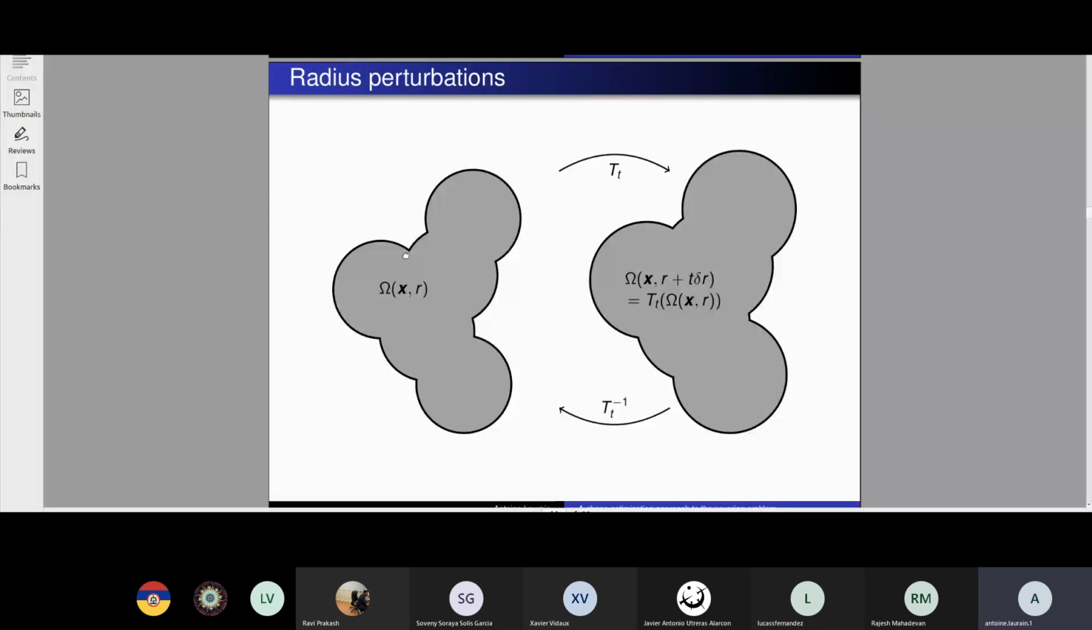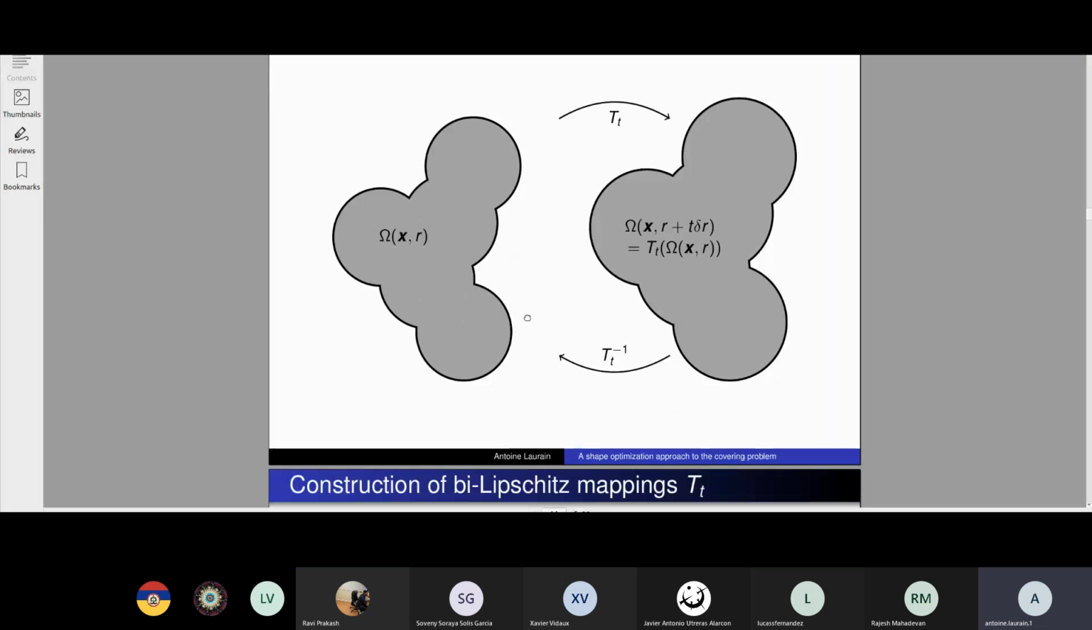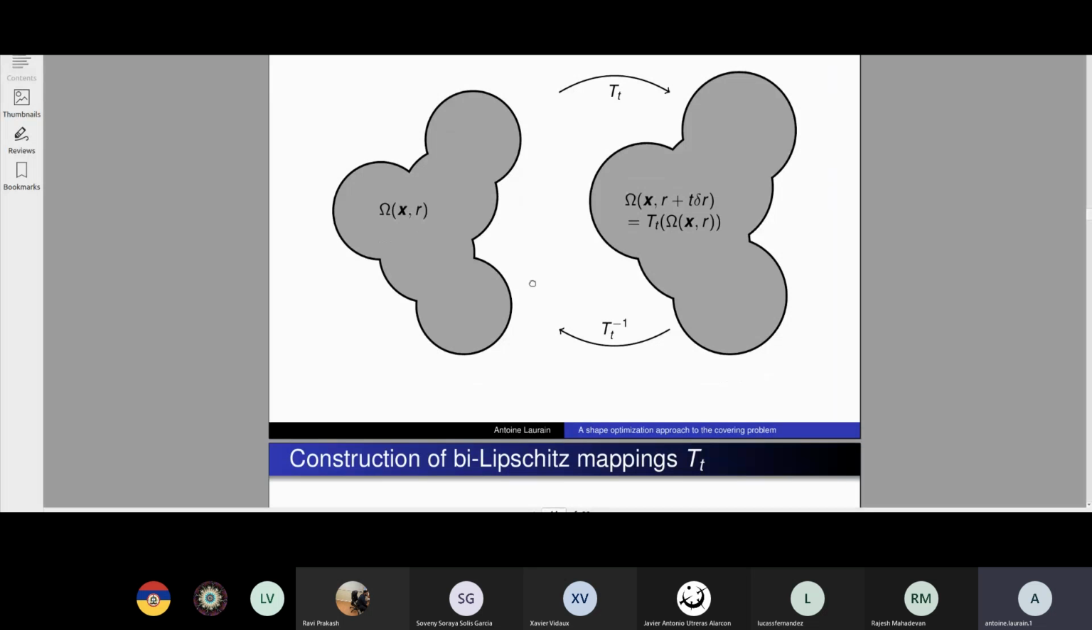So the main difficulty to build this capital T is the fact that the shape omega is not regular because you have these intersection points. And in addition, I didn't draw it, but you also have the intersection with the set A. So it's also a point where the shape is not regular.